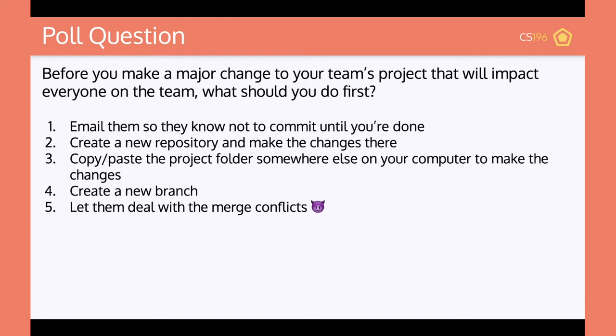Let's have another poll question. Let me launch the poll. So this question is, before you make a major change to your team's project that will impact everyone on the team, what should you do first? You can email them, let them know that they shouldn't commit until you're done, so that way you don't have to deal with the merge conflict. You can create a new repository, make the changes there, copy paste a project folder somewhere else, create a new branch, or let them just deal with merge conflicts.